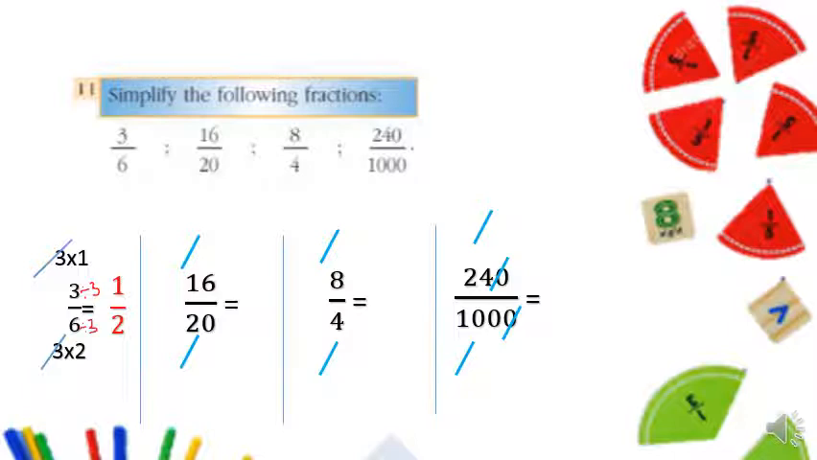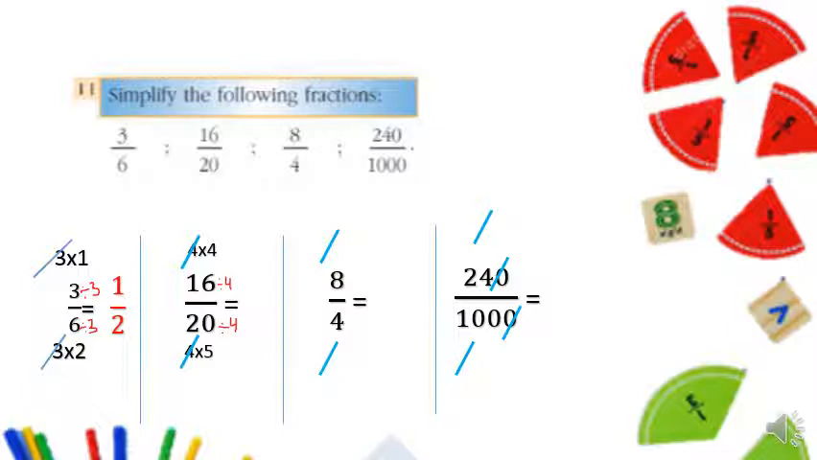Now let's move to the second one, 16 over 20. We can divide it in more than one step, but let's think about the greatest common divisor between 16 and 20. It's obvious that it's 4. So we can divide the numerator and the denominator by 4. If you divide 16 by 4, the answer will be 4. If you divide 20 by 4, the answer will be 5.